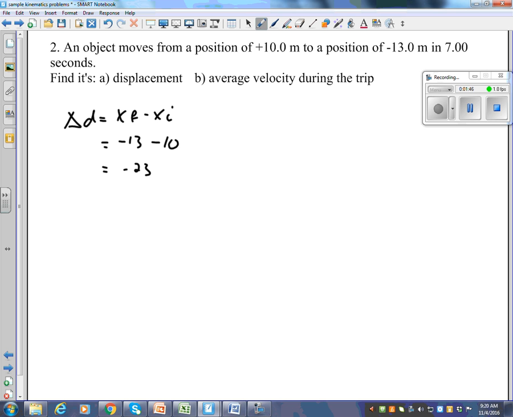And now the average velocity, part B, delta d over delta t, I guess, if you want. So that's going to be -23. The time is 7 seconds. It's going to be about 3.2? Do you want us to round to the nearest tenth? Probably the nearest tenth. Then it's 3.3, so -3.3. And that would be meters per second, right?